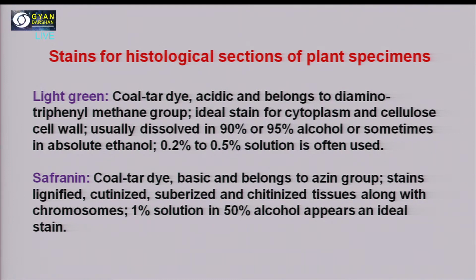Safranin is a coal tar dye. It is a basic dye and belongs to the azine group. This is very specific for the lignified tissues, that means thick wall tissues: lignified, cutinized, suberized and chitinized tissue. I give you an example like xylem. Sclerenchymatous tissues, which are thick wall tissues, normally take up the safranin stain. So you can get a contrast. If you make a differential staining using these two stains, you can very clearly visualize the tissue sections.